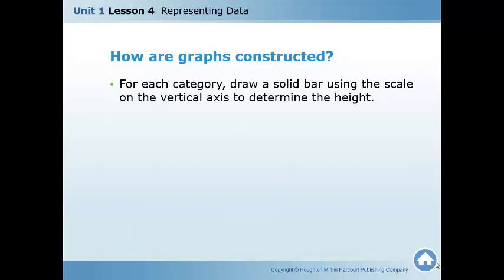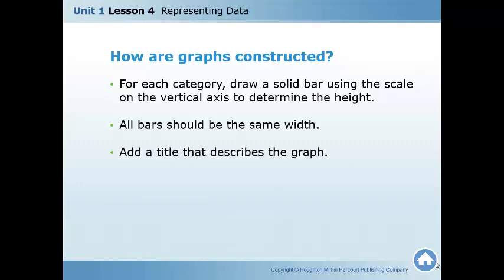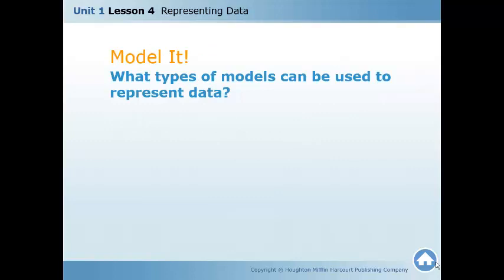Don't worry if this seems kind of abstract because you can't see it. All bars should be the same width, so you wouldn't want to make a bar 1 inch across and another bar ½ an inch across. You want to make them the same width. Add a title that describes your graph.